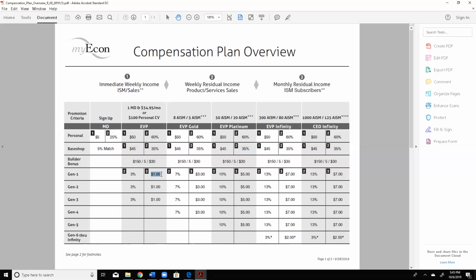So that's what makes Myecon so great when it comes to making money, because there's not a lot of companies out there that do all 3. Most companies just do 1 or 2.